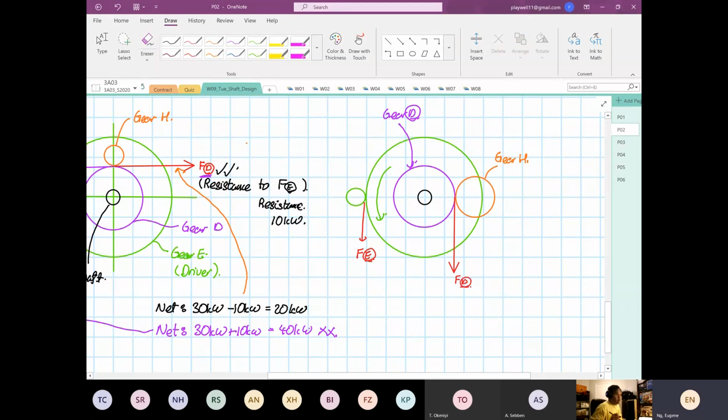Does that answer your question? Yes. It will answer, because if I draw the gear, this is the direction of rotation. So FD will generate a resistance, and this direction is based on the applied motor.